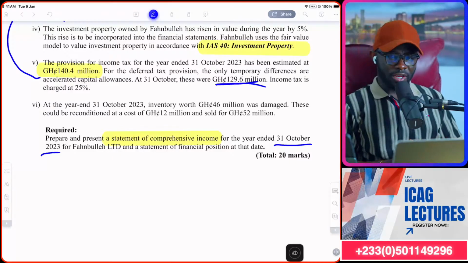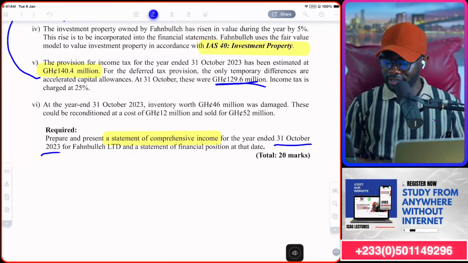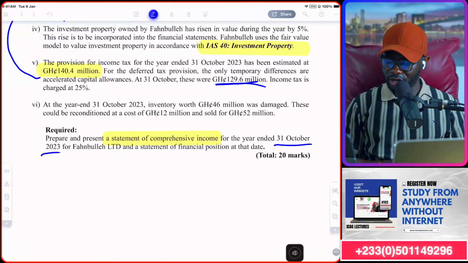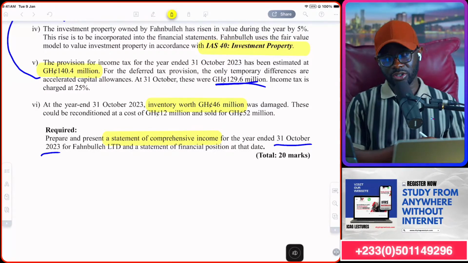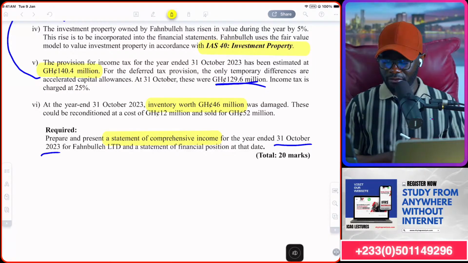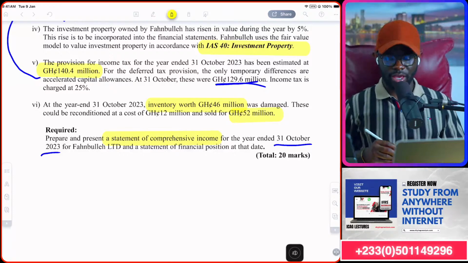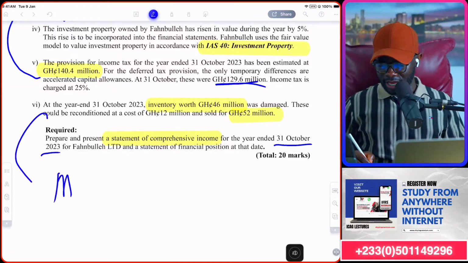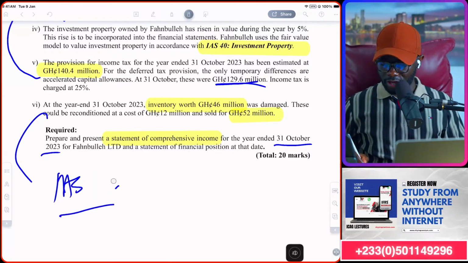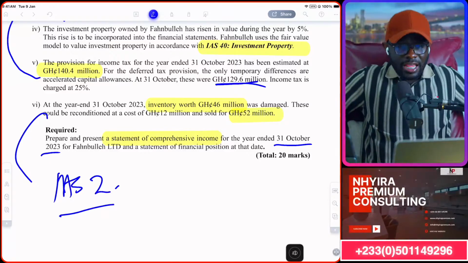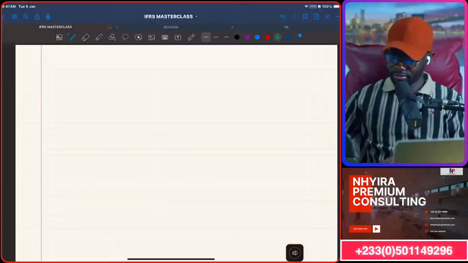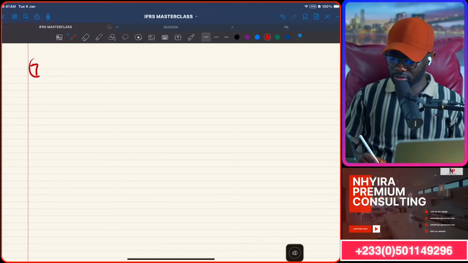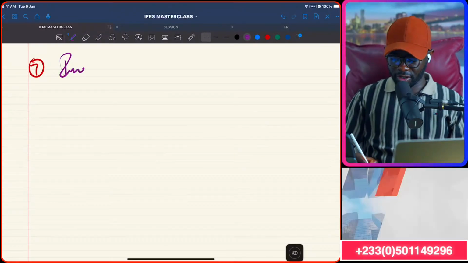Then we come to the final note. At the year end, 31st October 2023, inventory worth 46 million was damaged. These could be reconditioned at a cost of 12 million and sold for 52 million. Okay. So inventory damage, that's IAS 2. So inventory should be carried at lower of cost and net realizable value. So let's see note 7, my last note. Inventory.